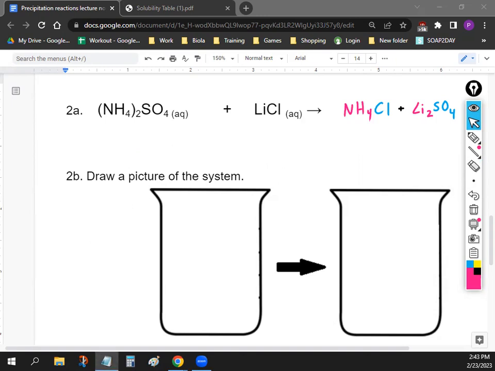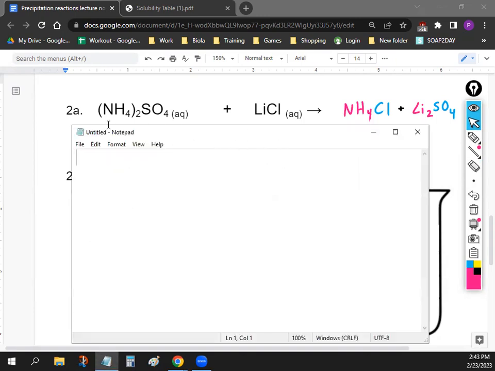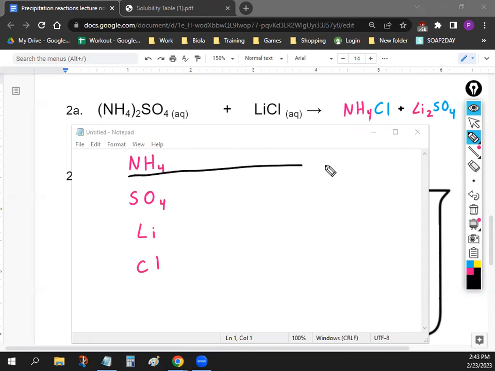Now, I'm going to show you guys a little trick. NH4 is made out of N and H, right? SO4 is made out of S and O. If we do that, our table is going to be really big. But one thing you can do with polyatomics, which is pretty neat, is put the polyatomics together on your table. So we can put NH4 together. Next one is SO4. There's going to be Li and Cl. This makes our table a little bit more manageable.